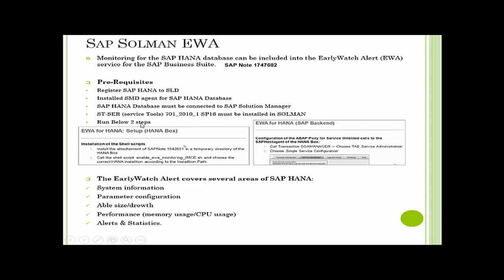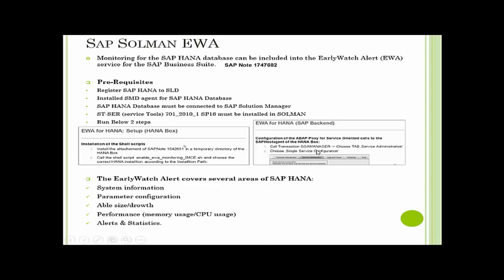And then these are the steps for configuring. We can run shell scripts on the HANA box, and this is the node which provides the shell script. We can download the scripts and run them on the HANA box. This is how we call the shell script. And we have to provide certain details about the HANA installation.